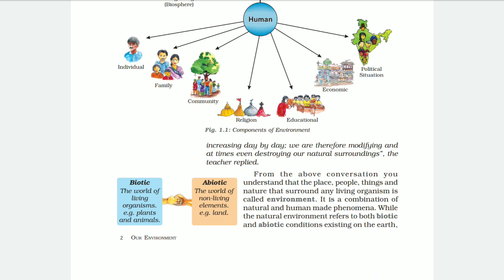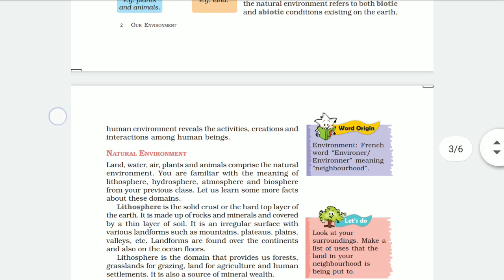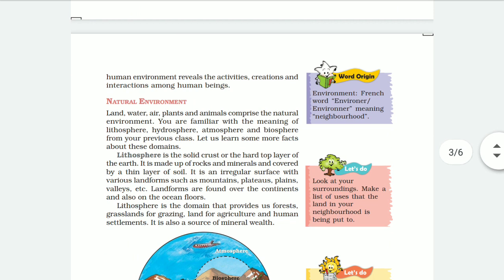While the natural environment refers to biotic and abiotic conditions existing on the earth, the human environment reveals the activity, creation, and interactions among human beings. So whatever we do on the earth for a living, all those activities are the kind of interactions. Natural environment: land, water, air, plant, animal comprise the natural environment.